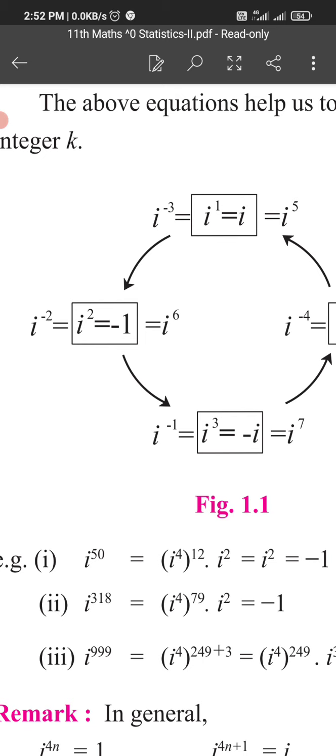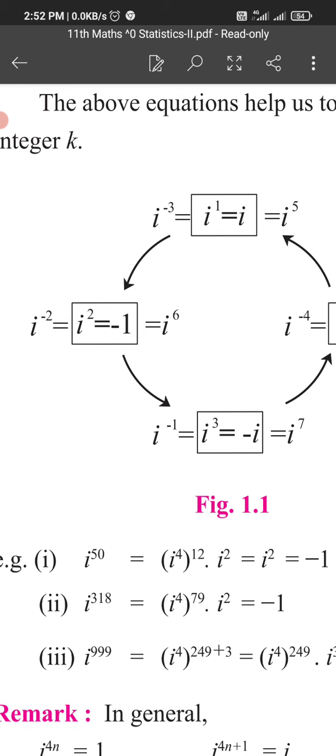i raised to 318. i raised to 4 into 79, that is 79 multiplied by 4 is 316, plus 2, so 316 into i square. So i raised to 4 is equal to 1, and 1 raised to any number is again 1. 1 multiplied by i square is equal to i square, but i square is equal to minus 1.